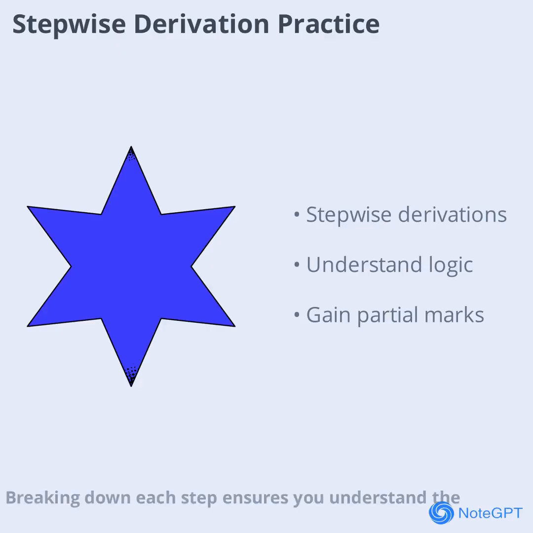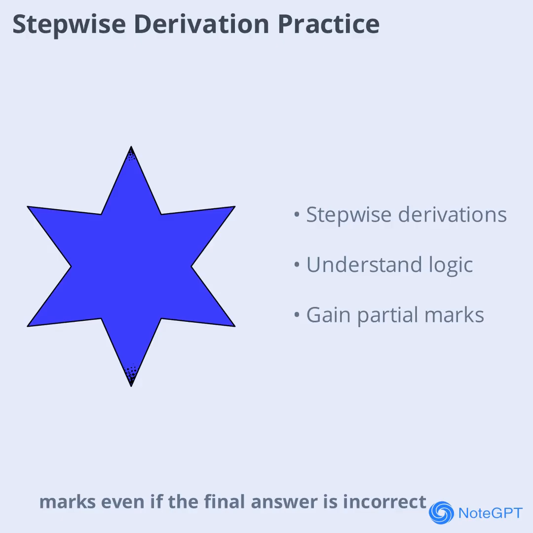Practicing stepwise derivations for equations like Einstein's photoelectric equation and the de Broglie wavelength formula is essential. Breaking down each step ensures you understand the logic and can reproduce the derivation in exams. This approach also helps in gaining partial marks even if the final answer is incorrect.